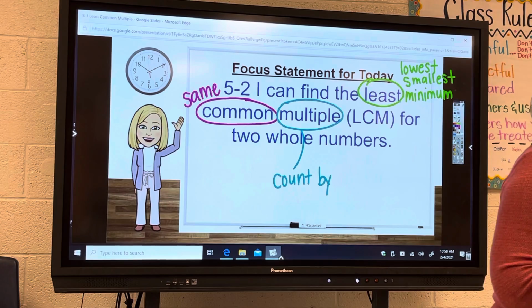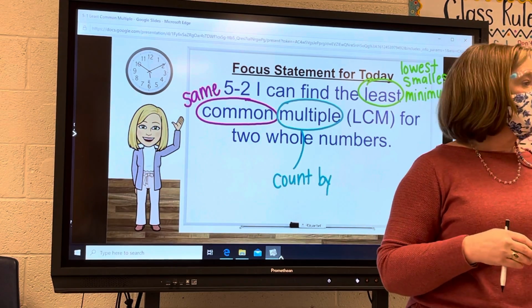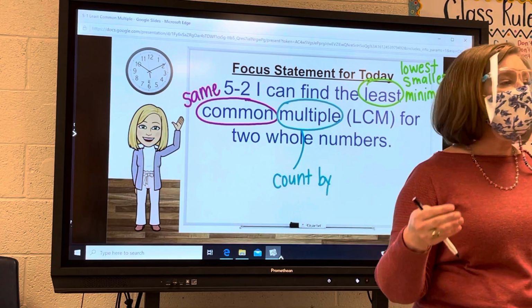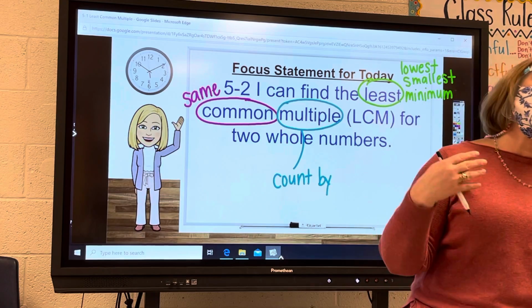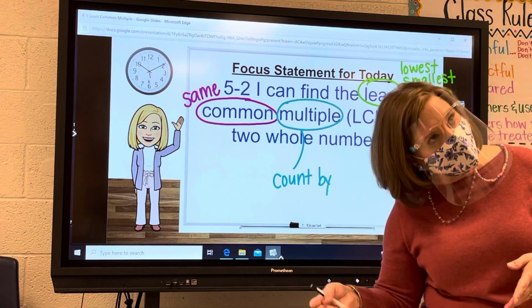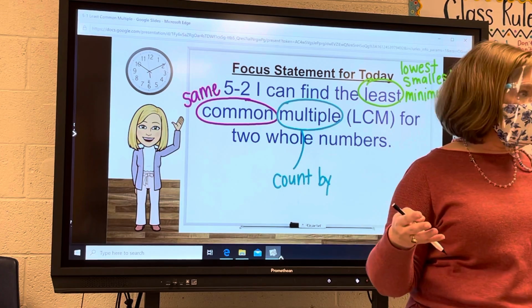What if I wanted to know multiples of 3? What would we do? 3, 6, 9, 12. 3 times 1 is 3. 3 times 2 is 6. 3 times 3 is 9. 3 times 4 is 12. And we just keep going, okay?